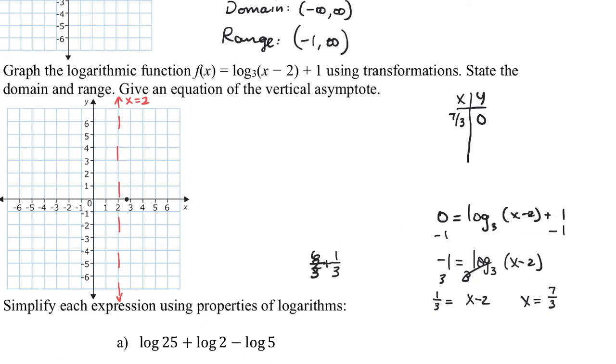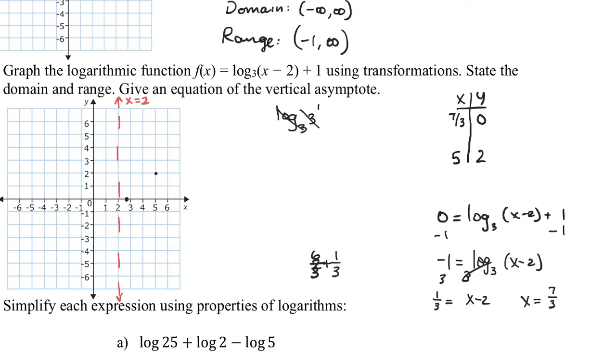So 5 would be a good choice to plug in for x. Again, 5 subtract 2 is 3. The log base 3 of 3, let me write this down. Log base 3 of 3, 3 is raised to the first power, so the 3's would cancel, leaving a 1. So the log base 3 of 3 is 1. 1 plus 1 is 2. So 5 comma 2 is on our graph.